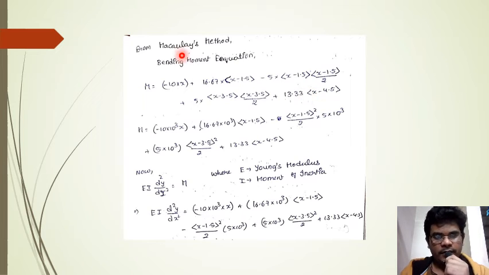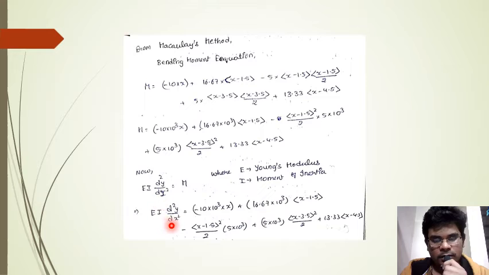Now here, from Macaulay method, we are gonna write the bending moment equation. As we have seen in the previous slide, the forces acting, here the moment equation will give you this. These are known as Macaulay bracket, and we have written the equation. Now as we know, the bending moment is equals to EI d square y by dx square, where E is Young's modulus and I is moment of inertia.